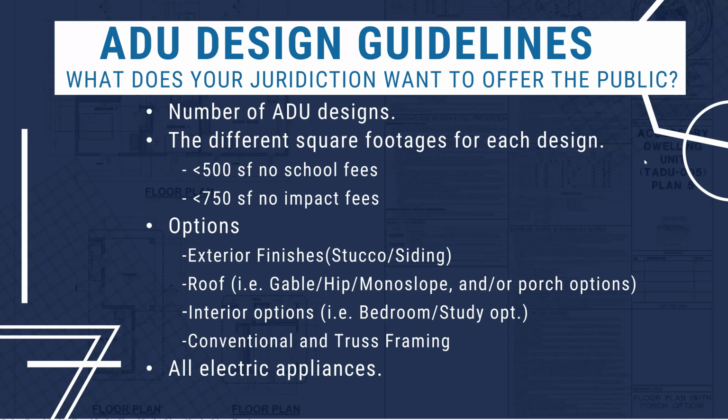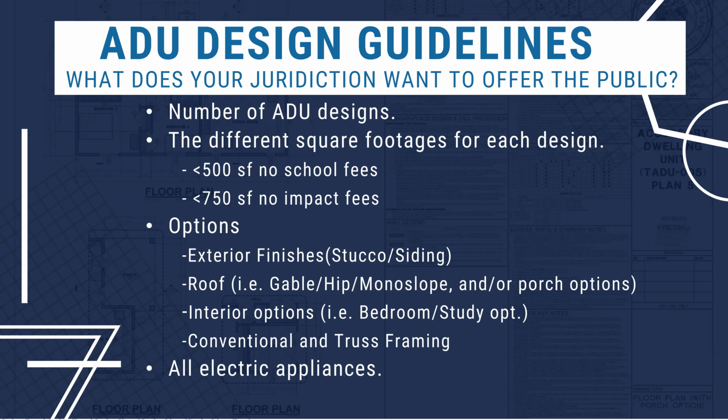When you start putting together your design guidelines for the plans that your jurisdiction wants to offer to the public, you have to think about how many designs you want to provide and the different square footage ranges of each design. Like Leah was talking about, less than 500 square feet, there's no school fees. Less than 750 square feet, no impact fees. What type of options do you want to offer the public? Exterior finishes, stucco, siding, roof: do you want gables, hips, monoslope?